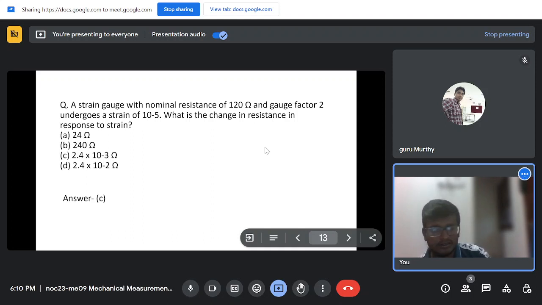I repeat, the calculation goes: the change in resistance by resistance of the strain gauge equals gauge factor into strain. Delta R by R equals gauge factor into strain. We know all the values. We just need the change in resistance. We have to substitute the other values and we can find it.